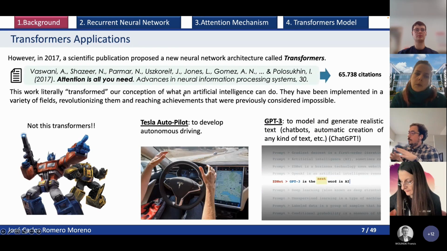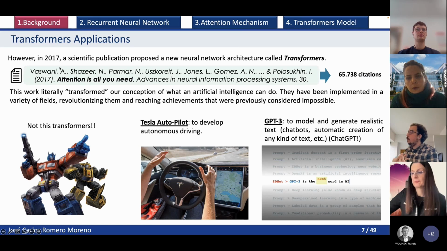So this was basically the general idea of a neural network until 5 years ago, when a group of researchers from Google released a paper called Attention Is All You Need in 2017, where they proposed a new kind of neural network architecture called transformers.